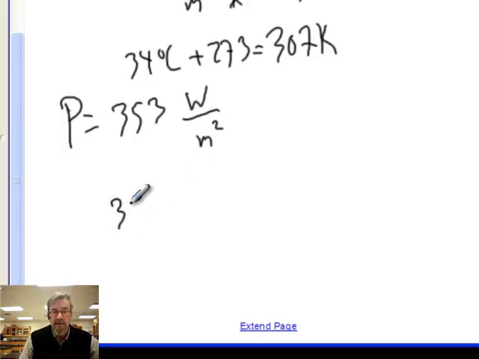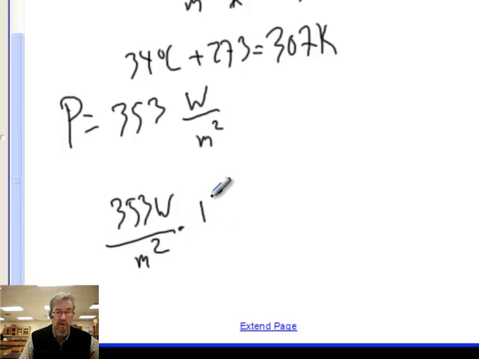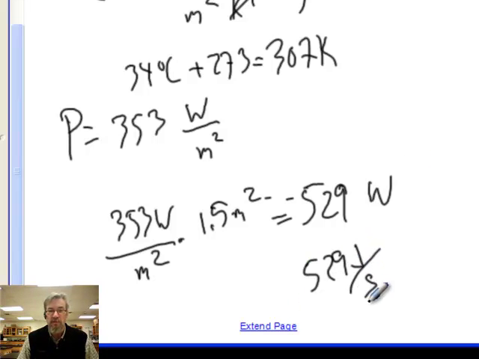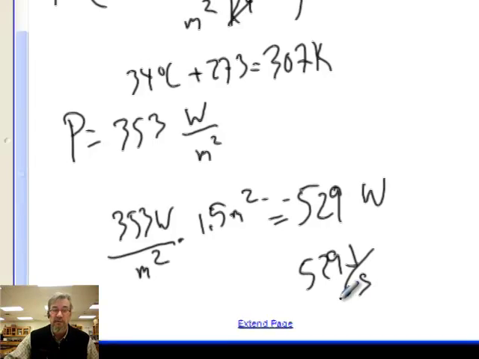So we could take the 353 watts per square meter and multiply by this person's surface area here, which was 1.5 square meters, it said the person's body was. And so we end up with 529 watts. So that means every second 529 joules would be transferred away from this person's body. And so they would cool off.